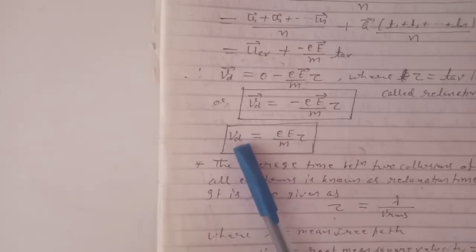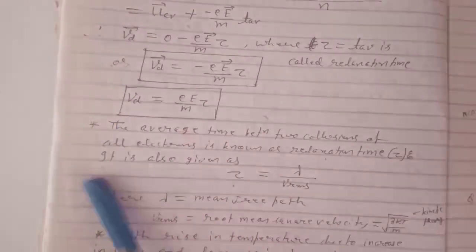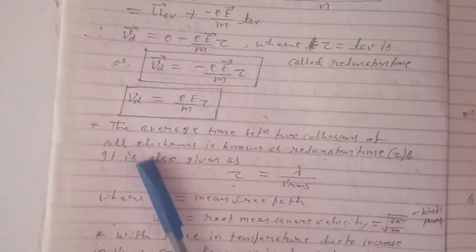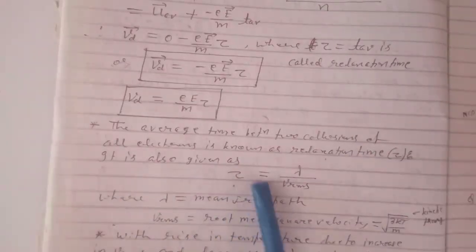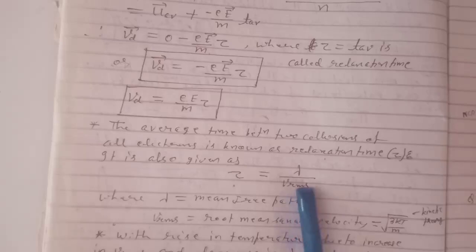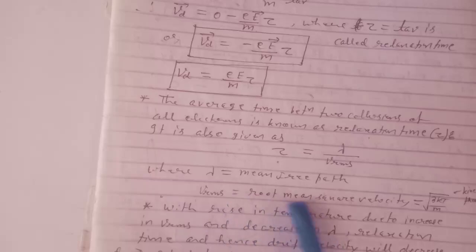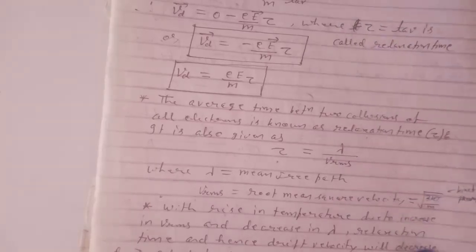After applying the electric field, every electron is, on average, drifting with this velocity. Now the average time between two collisions of an electron is known as the relaxation time tau. It is also given as tau equals lambda by Vrms, where lambda is the mean free path and Vrms, the root mean square velocity, is given by the square root of 3kT by m. From the kinetic theory we get this relation.